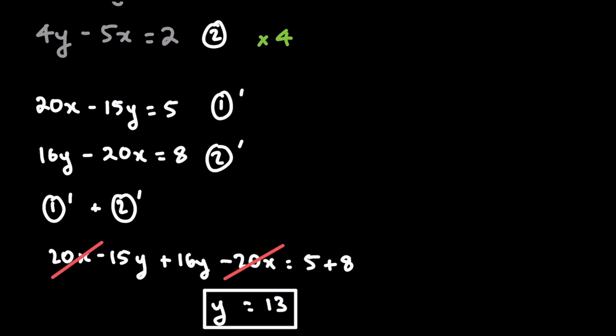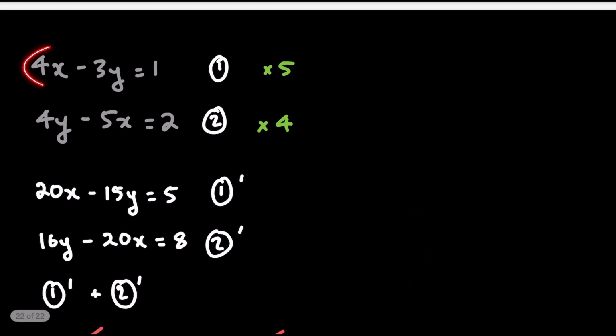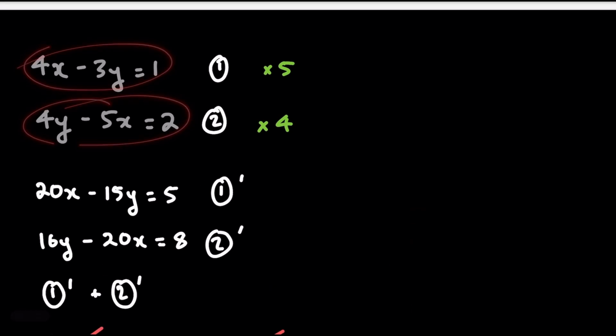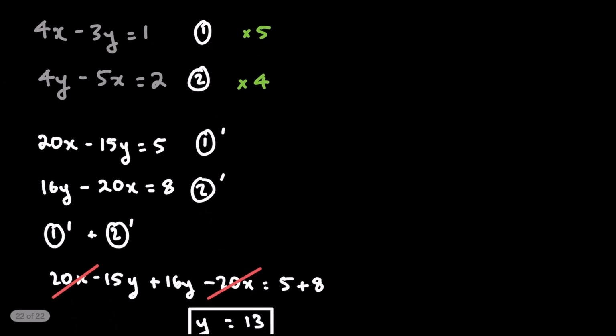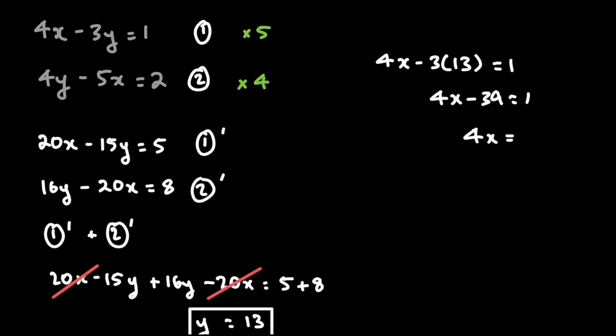And if I want to find the solution for x, it's the same steps. Just sub it back into either equation 1 or equation 2. For this one, I'll simply sub it into equation 1, but it doesn't matter which one you do. So I have 4x minus 3 times 13 equals 1. 4x minus 39 equals 1. 4x equals 40, and that means x equals 10. And that's how you do elimination with simultaneous equations.